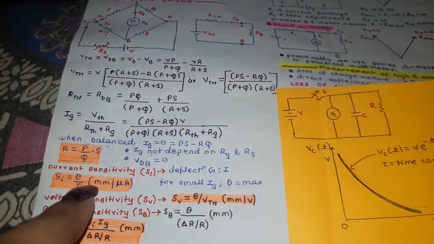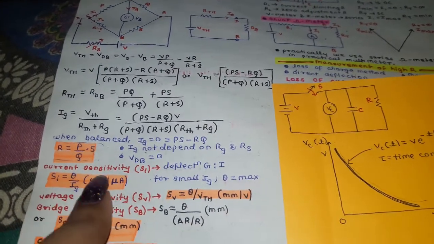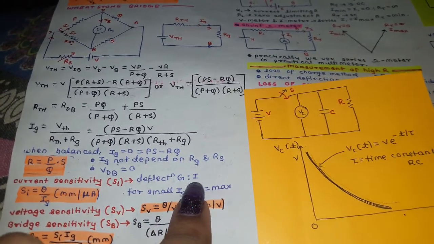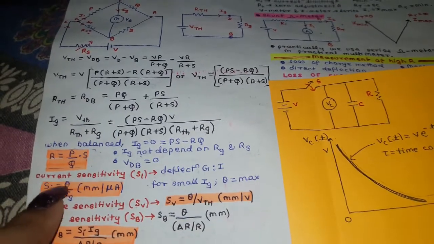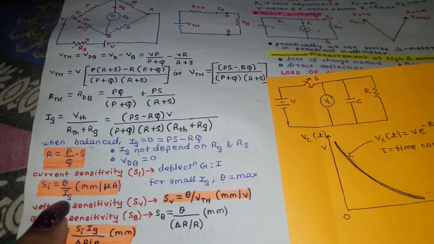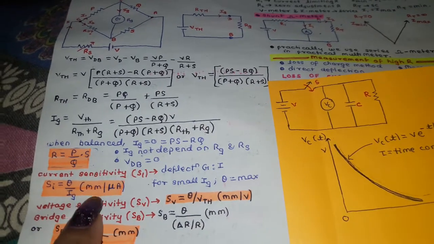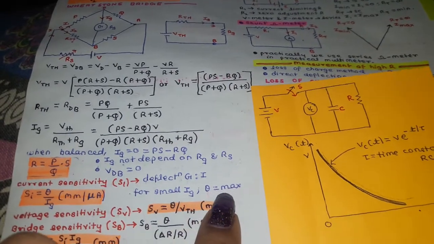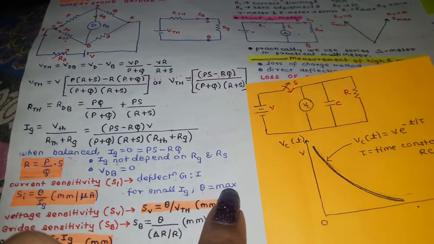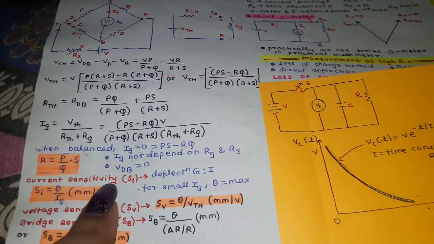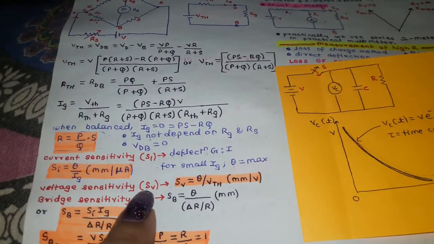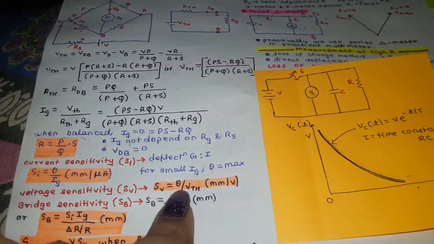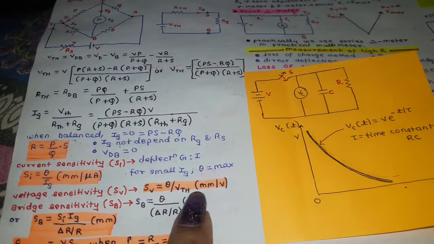Then we have certain definitions to be kept in mind. The first thing is current sensitivity, which is the ratio of the deflection in the galvanometer to the current. Here you can see theta is the deflection and Ig is the current through the galvanometer, and the unit is mm per microampere. For a small current, if theta is maximum, if the deflection is maximum, then the device is said to be highly current sensitive. Then we have voltage sensitivity, which is the ratio of galvanometer deflection to VTH. It is measured in mm per volt.